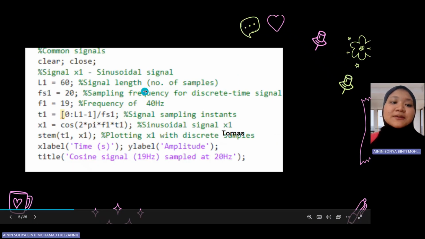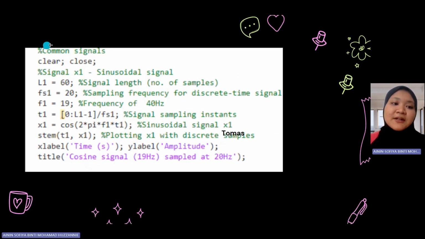The first one for part one is about a common signal, the sinusoidal signal. L1 is the signal length, the number of samples. FS1 is the sampling frequency for the discrete time signal. F1 is a frequency of 40 Hz. T1 is the signal sampling interval. X1 is the sinusoidal signal. Stem is plotting X1 with discrete samples. And xlabel, ylabel, and title are for the output signal that we want to show.